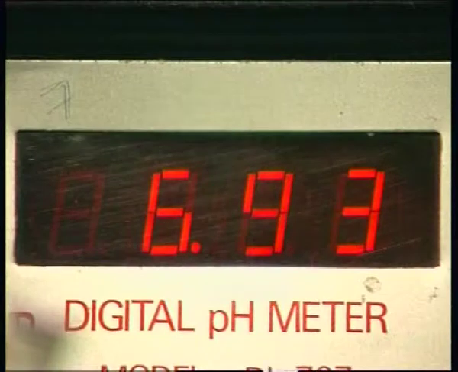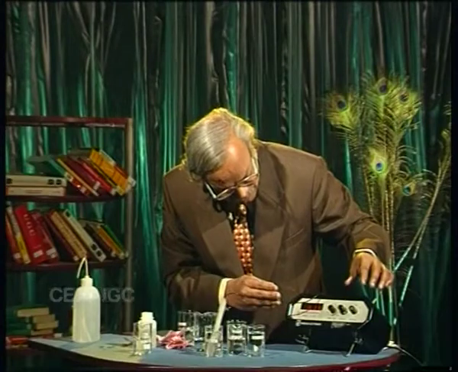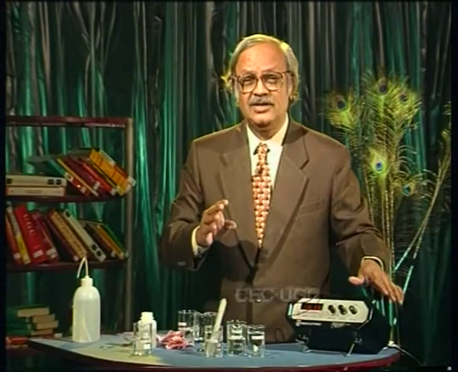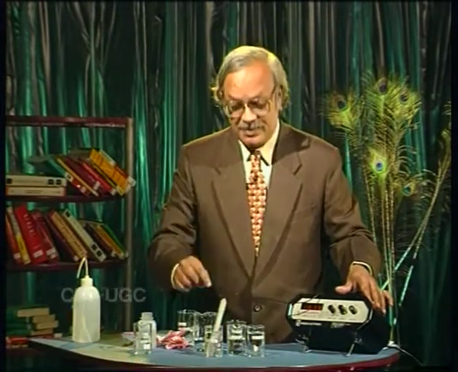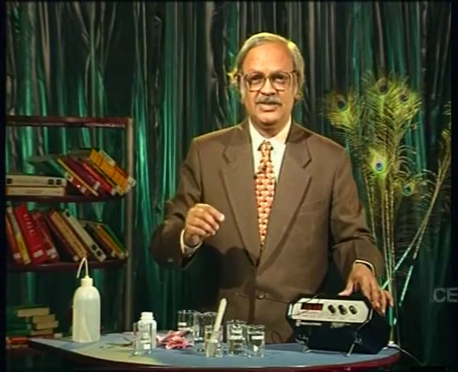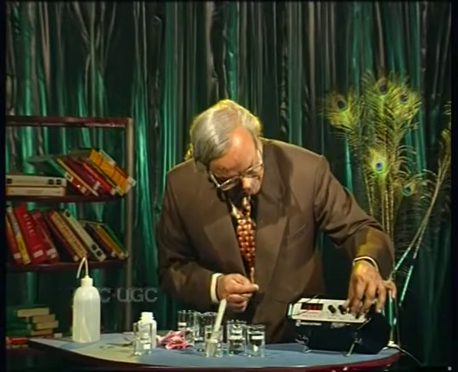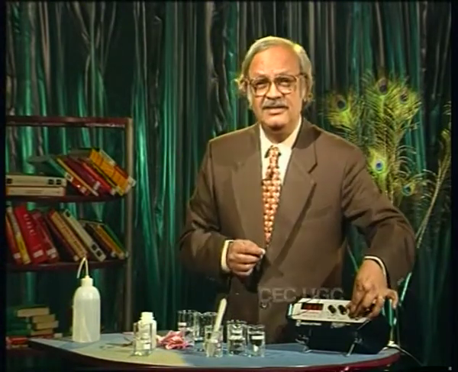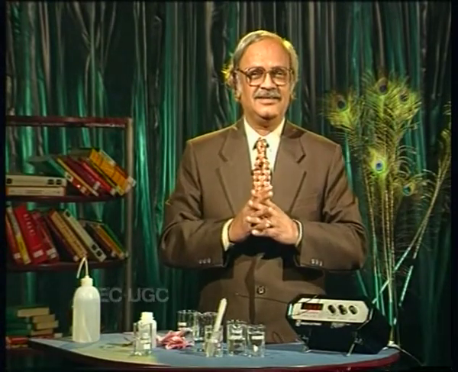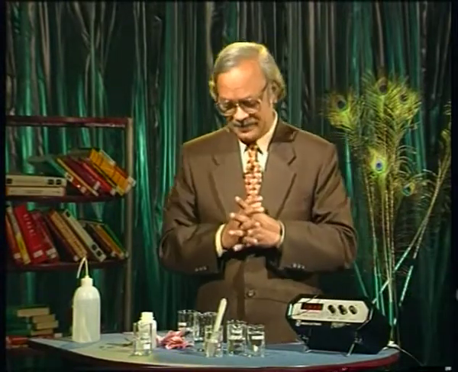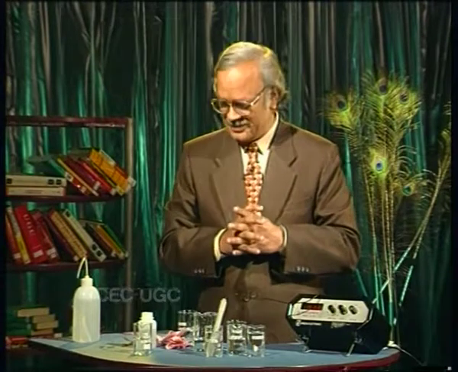You see that the value is 6.93 or so. That is, it is not exceeding 7. The expected value was 8. Experimentally, we have seen both with the help of the indicator paper, the universal indicator paper, and this pH meter, that the value is not exceeding 7. That means acid is still remaining an acid. By dilution, you are not in a position to convert this acid into a base. That's quite an interesting result.